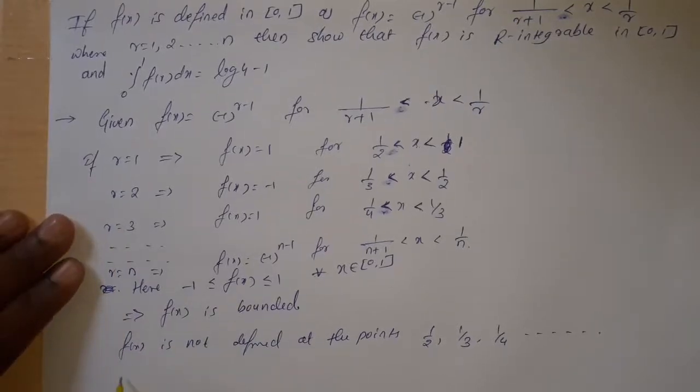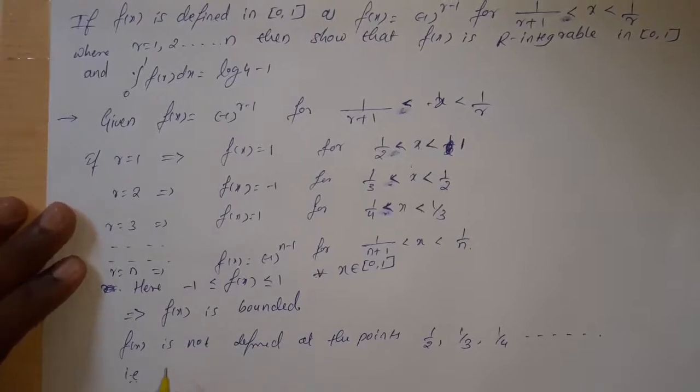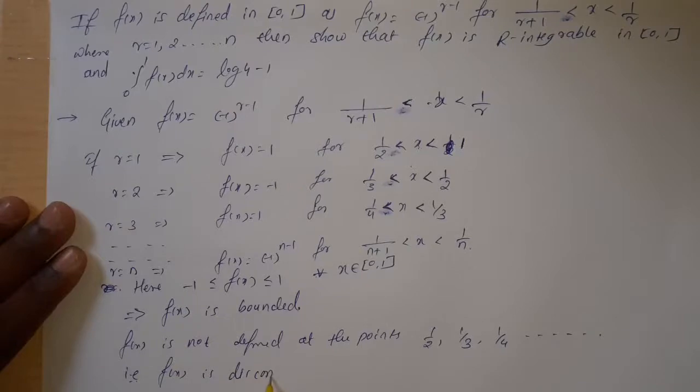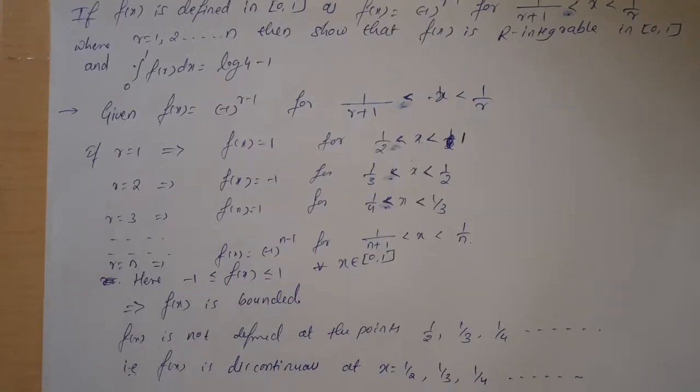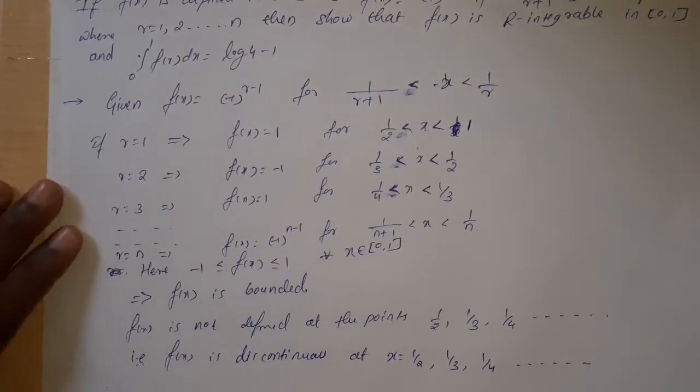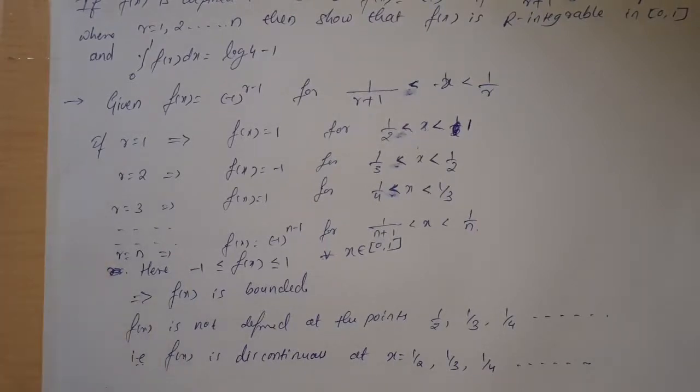So therefore we can say that f of x is discontinuous at x equal to 1 by 2, 1 by 3, 1 by 4 and so on. Whenever you are considering such type of fractions, the function is not defined. So, therefore, we can say that the function is discontinuous at these points.